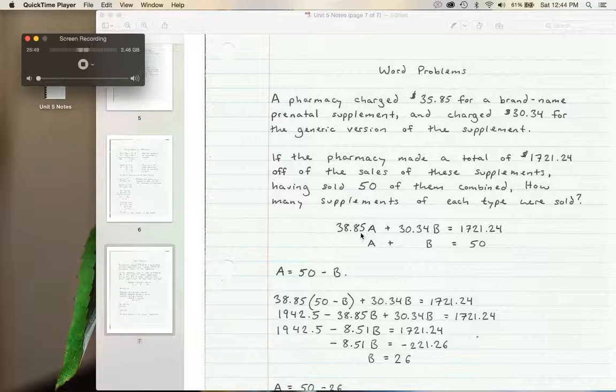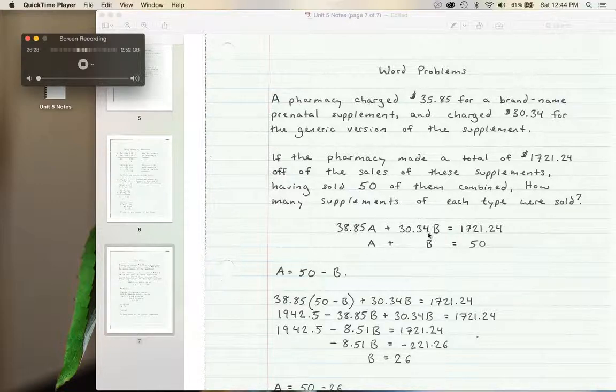Our first equation will represent the pricing of the supplements as they were sold. I know I had sold however many of supplement A, that's what I'm trying to find. This is my quantity of supplement A, and each one of those costs $35.85. So for each one of these, I have to multiply that by the price. If I had one supplement A, that would have cost $35.85. If I had two, it would have cost double that, three, triple, and so on. That's why we're multiplying here. We multiply the number of supplement A sold by the price.